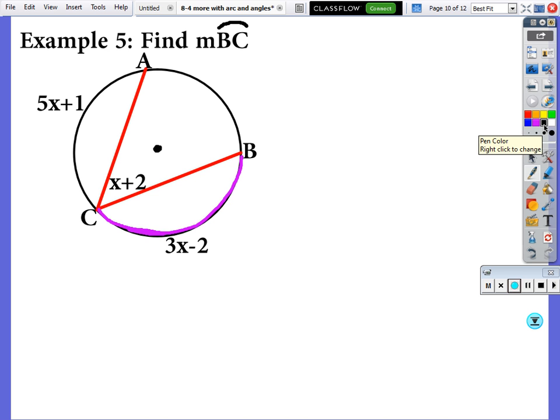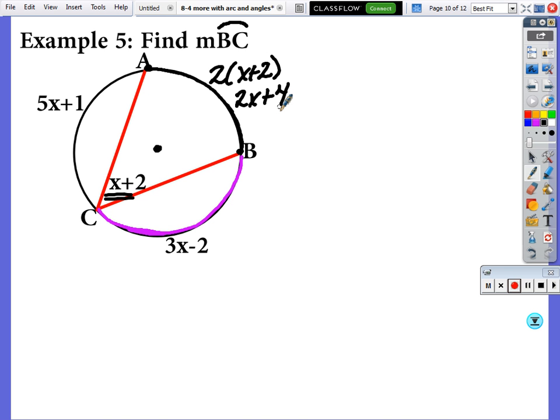So I see that I have an inscribed angle here, and it's opening up on arc AB. Would it be a true statement to say x plus 2 multiplied by 2 will equal that arc? Yes. So I'm going to do 2 times x plus 2, because that will equal arc AB. So that gives me 2x plus 4. So arc AB is 2x plus 4.